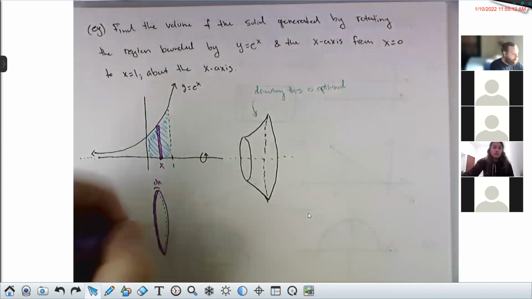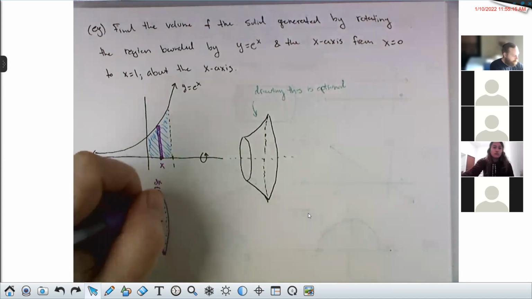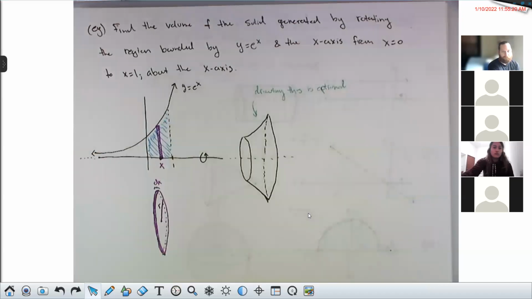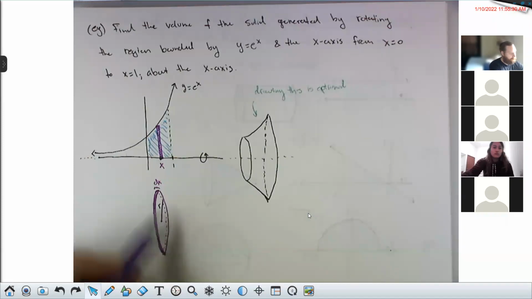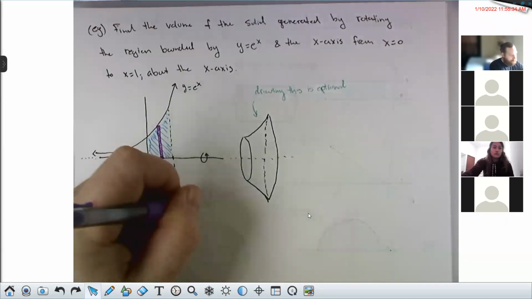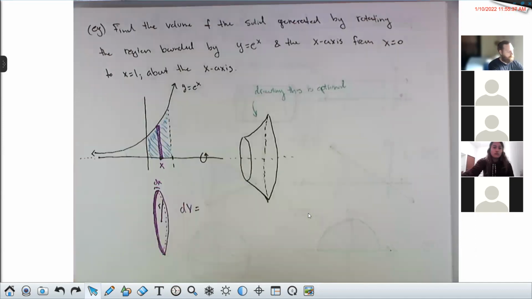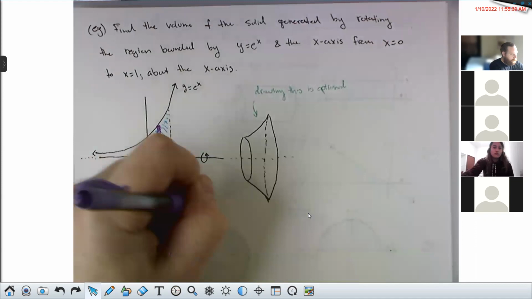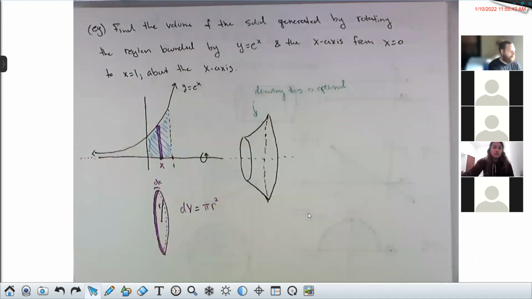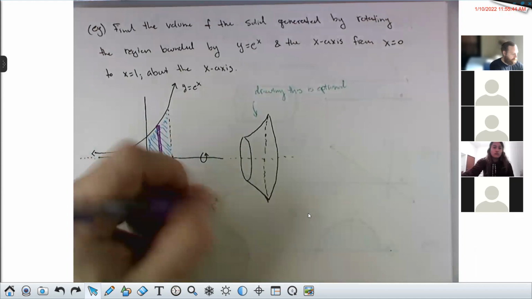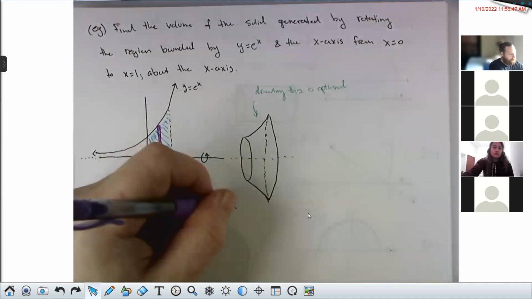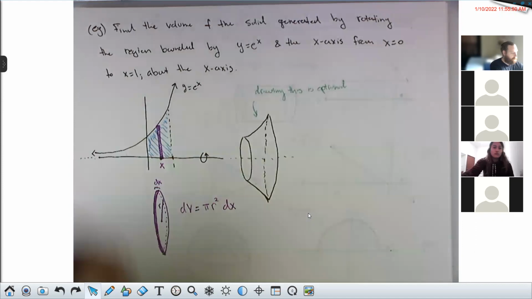It also has a radius, which I will call r. The volume of this little strip can be calculated as the cross-sectional area times the thickness. The area of a circle is pi times the radius squared, and the thickness of this little disk is dx. So that is the volume of this little disk.